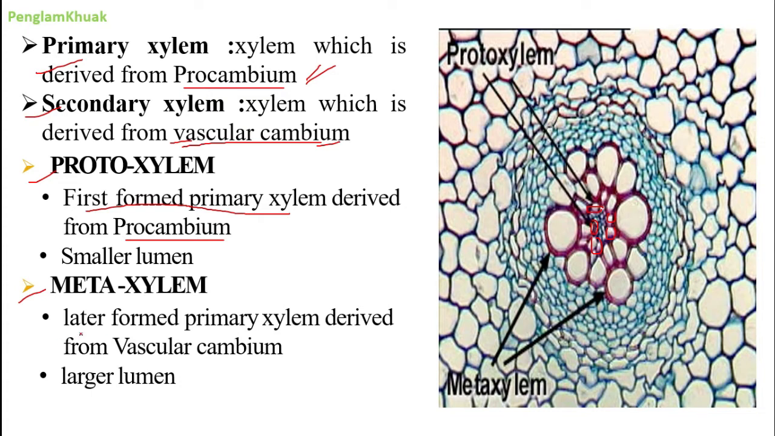And meta-xylem is the later formed primary xylem. So the primary xylem that is formed after the proto-xylem, which is derived from the vascular cambium, is called meta-xylem. It will be much bigger than the proto-xylem. So here they have a large lumen. Lumen means a hole or a tube. It is called meta-xylem.